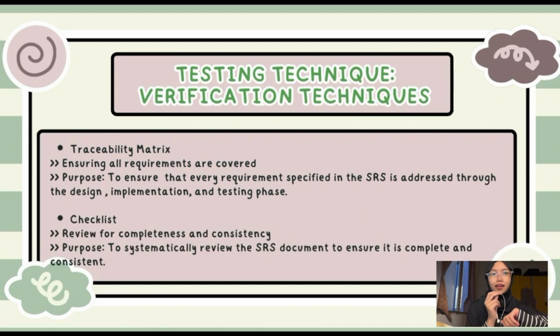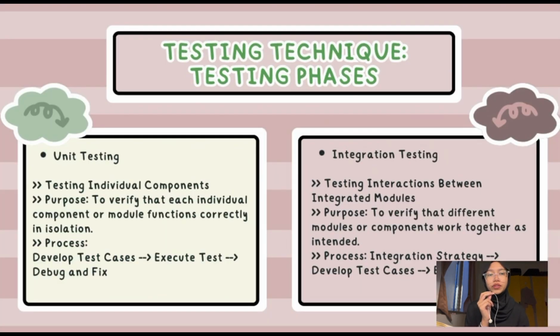For verification techniques, there are also two, which are the traceability matrix and the checklist. For the traceability matrix, the purpose is to ensure that every requirement specified in the SRS is addressed through the design, implementation, and testing phases. For the checklist, the purpose is to systematically review the SRS document to ensure it is complete and consistent. For the testing phase, there are six testing phases, which is first, unit testing.